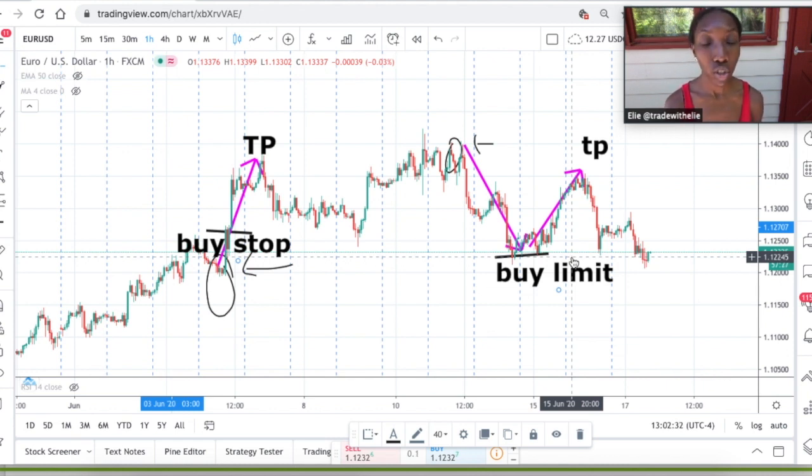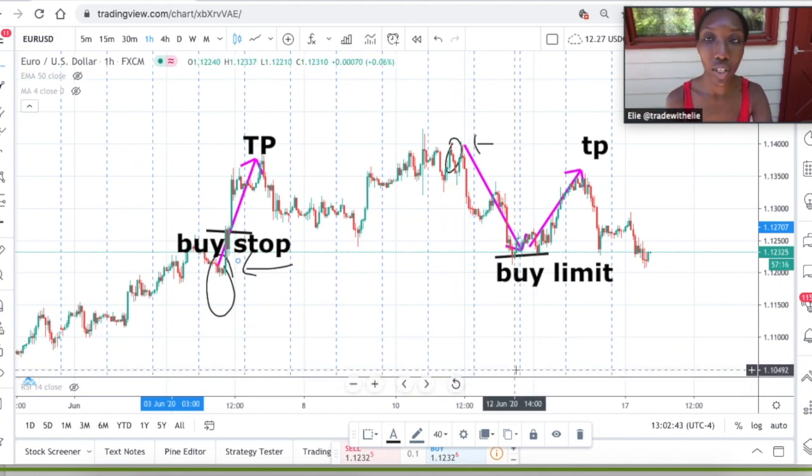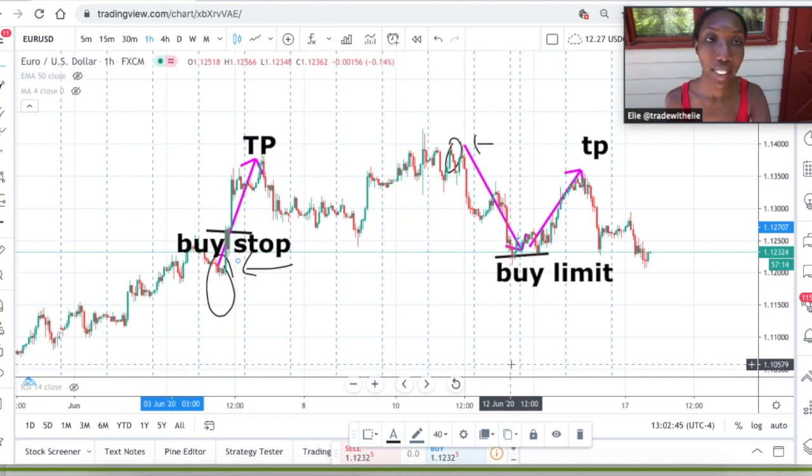Everyone has different types of trading styles, so it is okay if you only use certain order types. For example, some people use just market execution, and market execution means that you're entering the market where price currently is, just about.